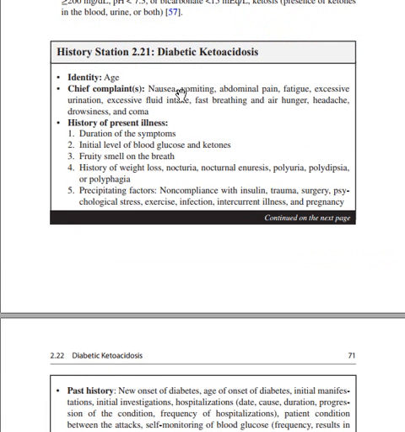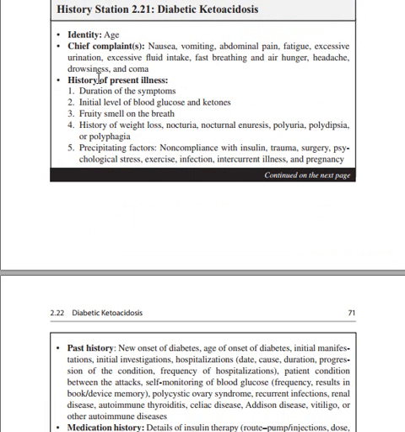So the issue taking in diabetic ketoacidosis: you have identification, you have chief complaint. The chief complaint in diabetic ketoacidosis is due to the triad of hyperglycemia, ketosis, and acidosis. Acidosis is going to result in nausea, vomiting, abdominal pain. Hyperglycemia is going to result in fatigue, excessive urination, and excessive fluid intake. Acidosis is also going to result in fast breathing, air hunger, headache, drowsiness, and coma.